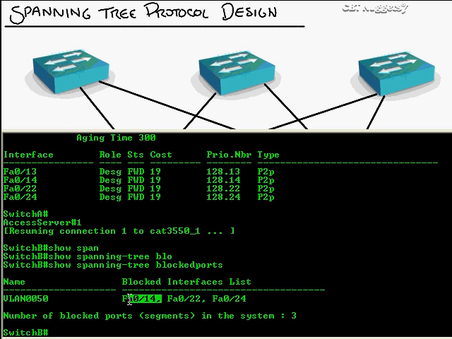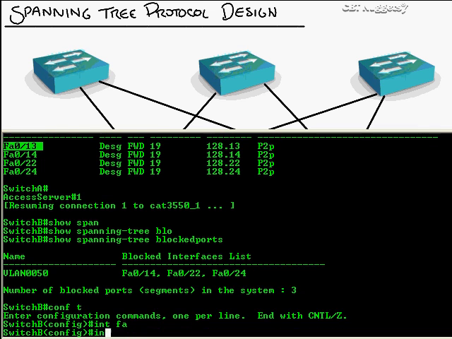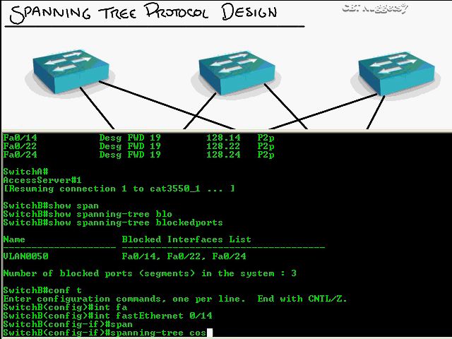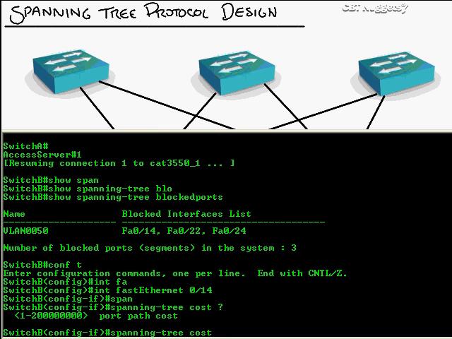So as of right now, FastEthernet 0/14 is in the blocked list, and FastEthernet 0/13, I can see that is a valid connection. That must be the one that's forwarding on switch B. Well, let's lie to it. Let's get into interface configuration mode, FastEthernet 0/14. And there's two commands I could use to do this. I could type in spanning-tree cost followed by what the cost of that port is.